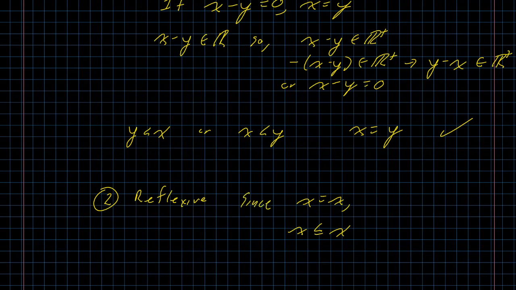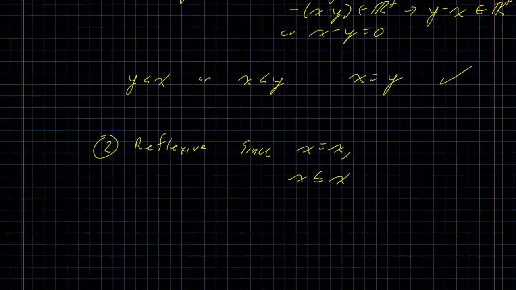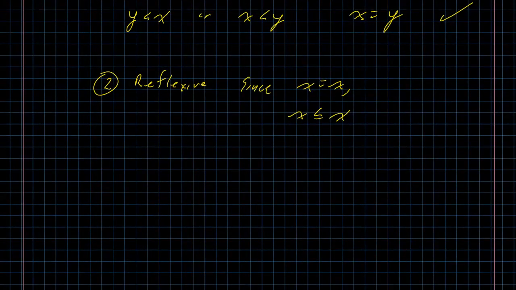Second property is the reflexive property. Show that anything is less than or equal to itself. We defined that if x is equal to x, then x is less than or equal to x. That's part of the definition of the less than or equal to relation, sorry.